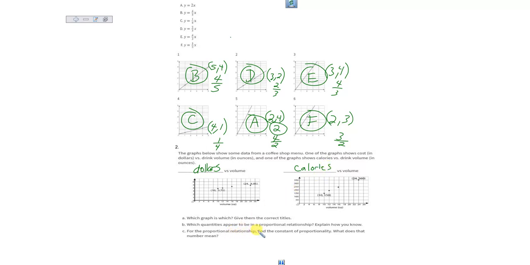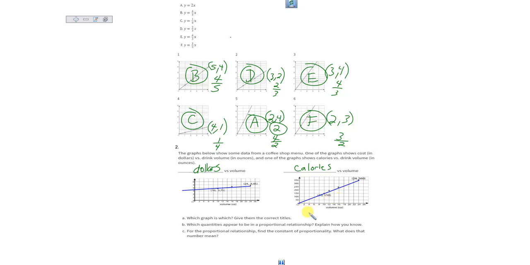Which quantities appear to be in a proportional relationship? And explain how we know. Well, to do that, I'm going to take a straight edge and try and connect my dots as best I can. That one looks pretty good. This one right here, on the other hand, does not appear to be proportional because it doesn't go through the origin. Now, this one's not perfect by any means, but it says which one appears.